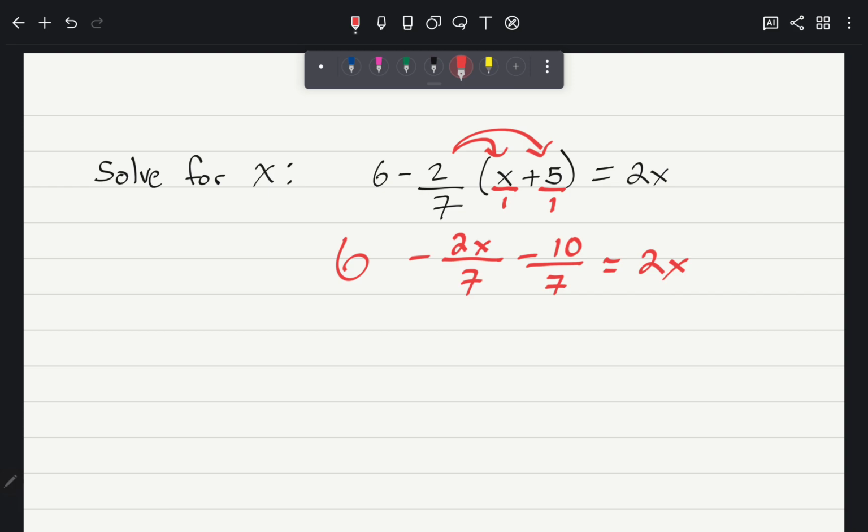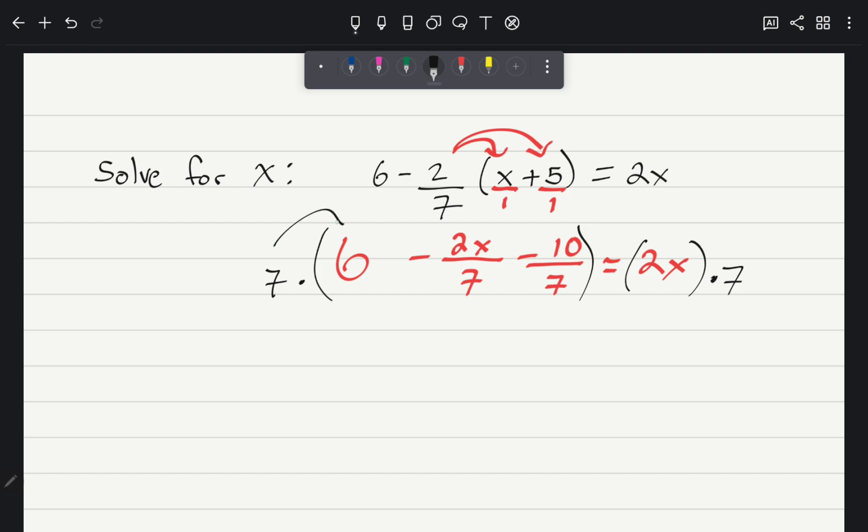Okay, now what do I do? Well, I want to get rid of my fractions, because I don't like dealing with them. And something I notice is that they both have the same denominator. So something I can do is multiply this whole side by 7, so I can try to eliminate that denominator. But what I do to one side, I must do to the other. So we're going to multiply both sides.